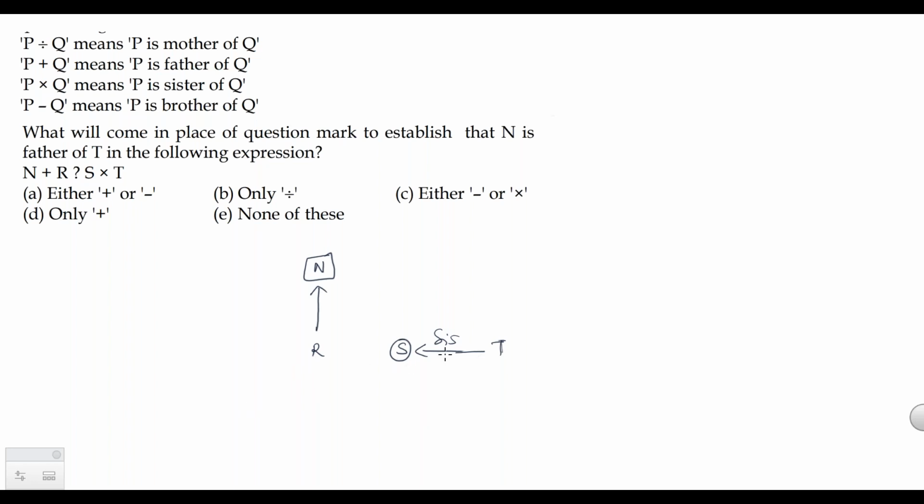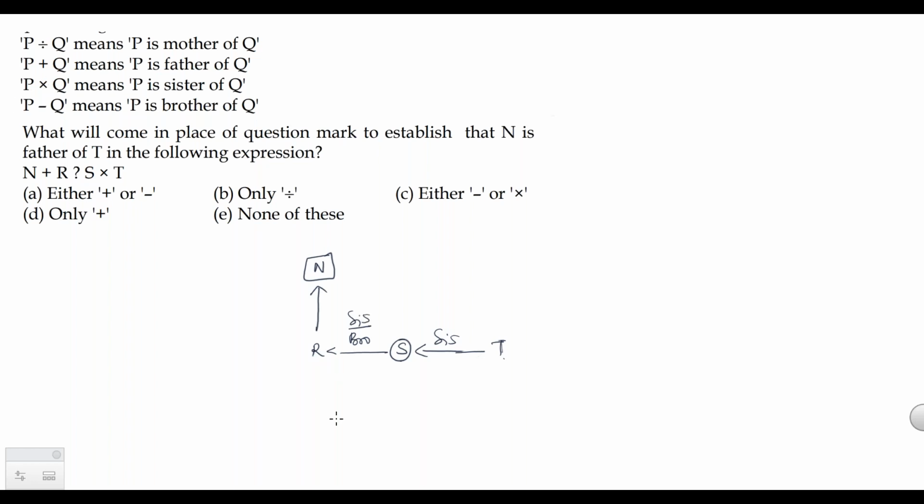Right? Now S is the sister of T. Now T can be male or female. They are not asking T should be son or daughter. They are asking N should be father. If N should be father of T, now we have T and S relation. They are brother sister or sisters and sisters. Now R, S and T, all the three should be brothers and sisters. Now how can R be related to S? R should become either brother of S or R should become sister of S.